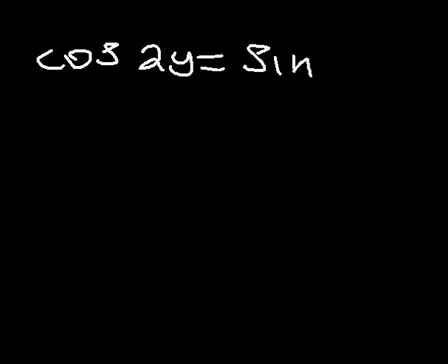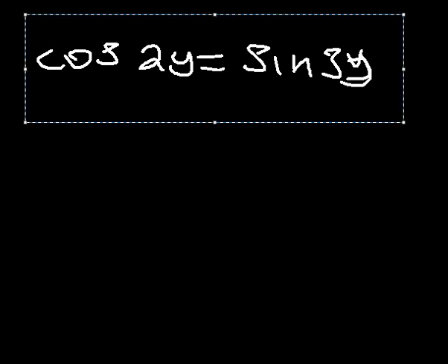And also try this one as well. That is, we have cos 2y is equal to sin 3y. What is the value of y in that case? So that's how we should understand the sine as well as the cosine properties, and the complementary angles. Thank you.